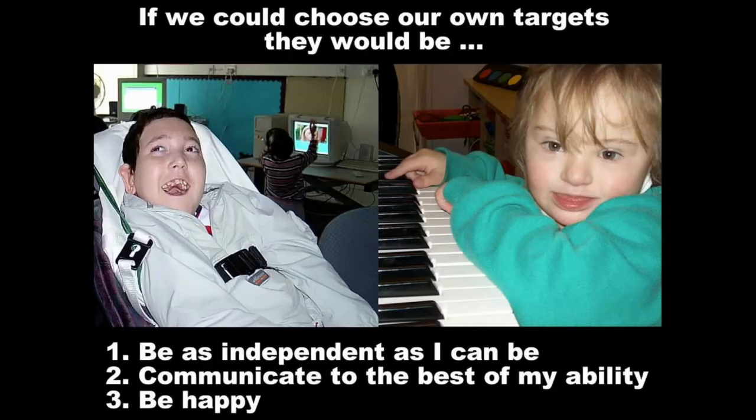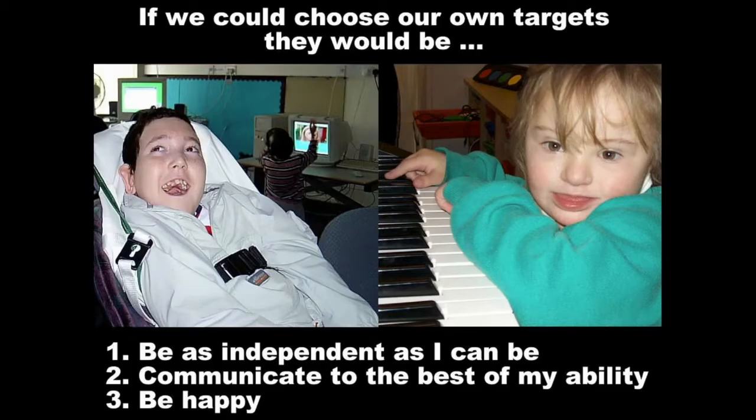To help focus my mind on these important questions about students, I often ask myself a simple question. If our students could choose their own targets, what would they be? I'm inclined to believe there'd be 3 targets. The first would be that I want to be as independent as I can be. The second, that I want to be able to communicate to the best of my ability. And the third, and probably the most important target for young people, is that they'd want to be happy. And these targets often sit in the back of my mind whenever I'm working with students.